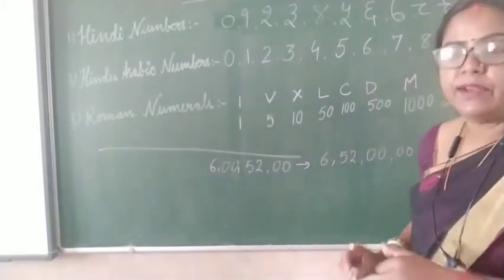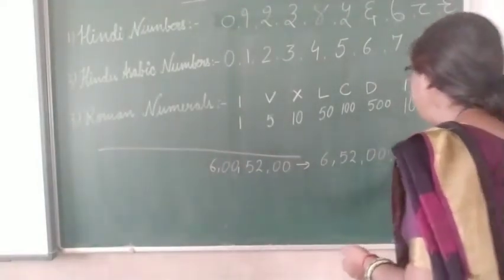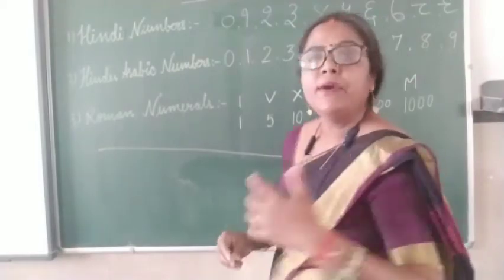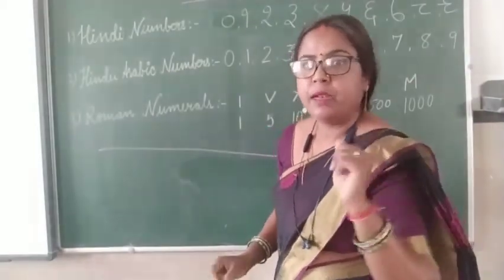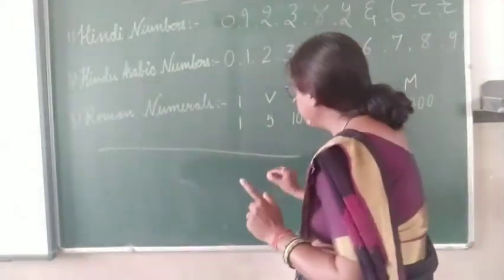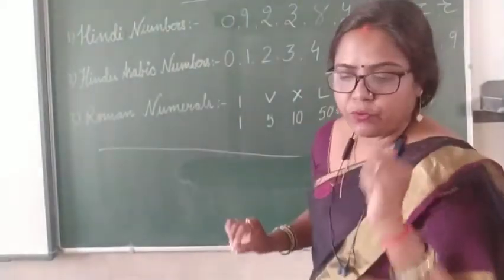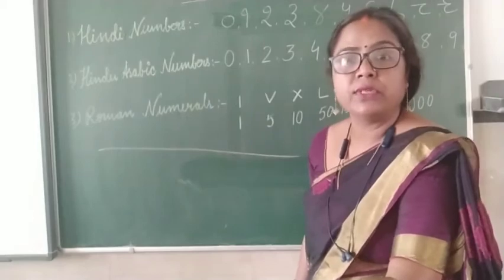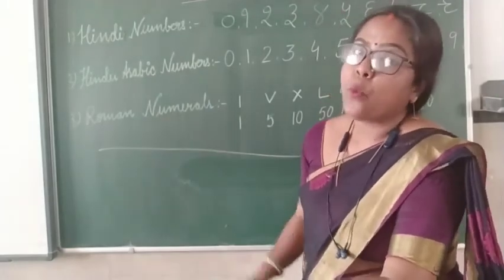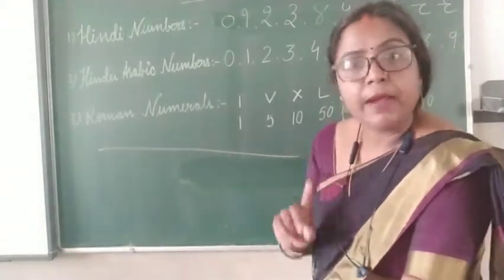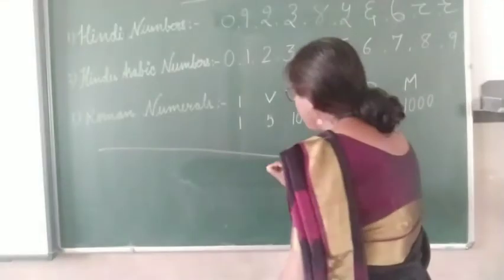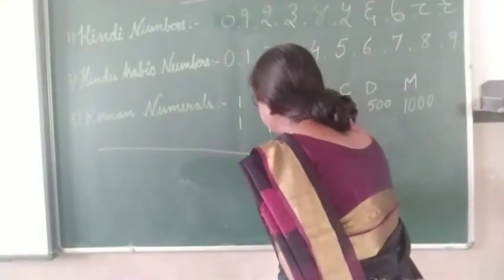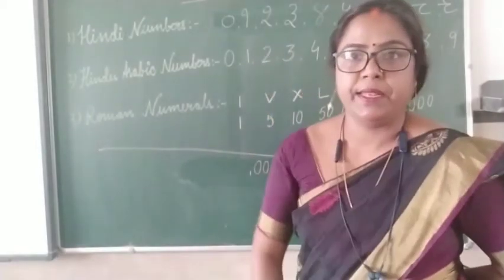What is the correct way to do it? That I am going to tell you. Whenever you are writing the number from the number name, what you have to do? You will first see the ones place. What is there at the ones place? If I take 6,52,000, there is no number in the ones period and ones place as well. So what will we do? We will write down 0, 0, 0 because there is no number in the ones period.